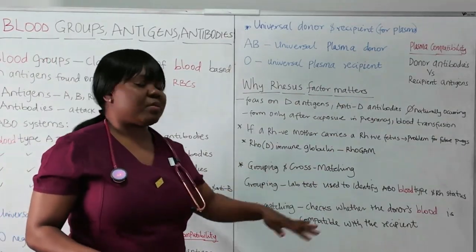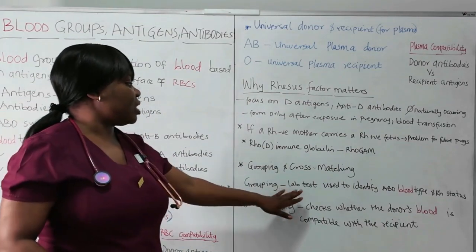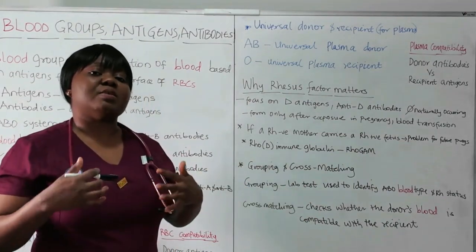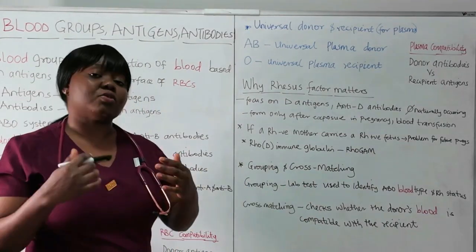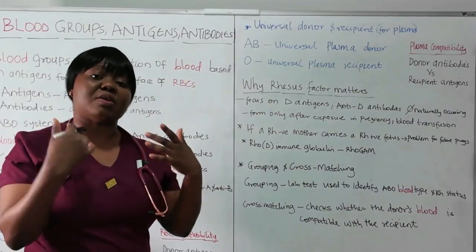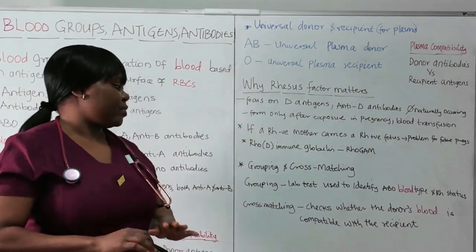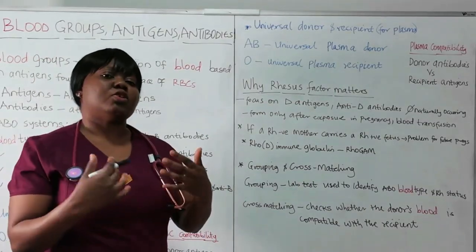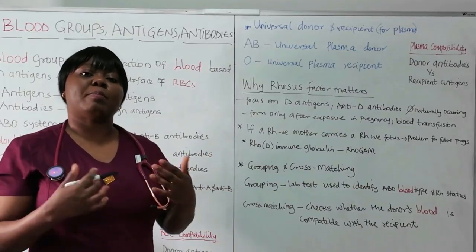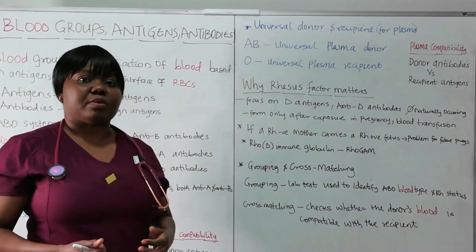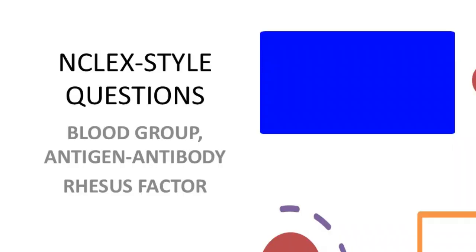Finally, grouping and cross-matching. When we just say grouping, we're just saying a lab test that is used to identify the blood type you belong to, and also your rhesus status, whether you have the rhesus or you do not. Now, for the cross-matching, it is just to check whether the donor's blood is compatible with the recipient's blood. Now, let's look at some questions that will test your knowledge on this topic.